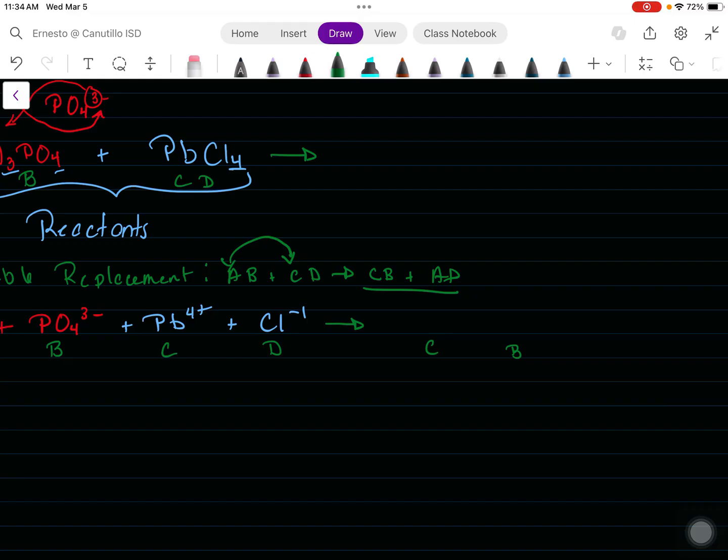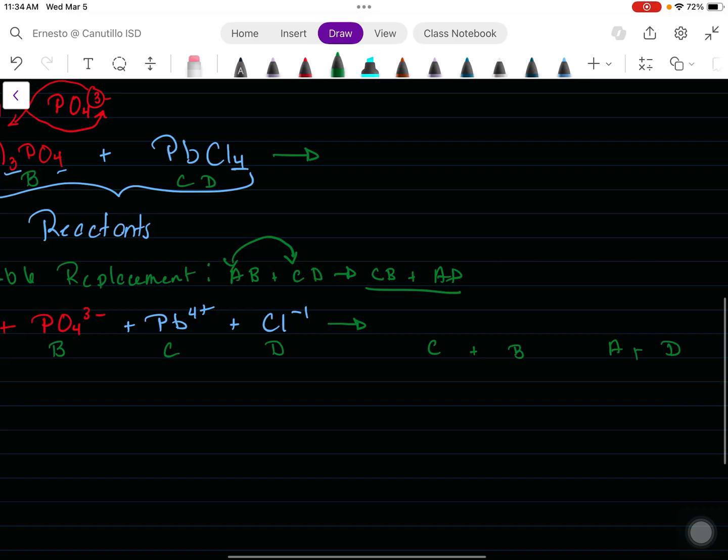And I should recombine A with D, right? That's what the model says here. So let's set it up so we have the correct things rearranged in the correct order. So here we're going to take our C, which is Pb4 plus, and then I'm going to take my D, which is Cl1 minus, right?